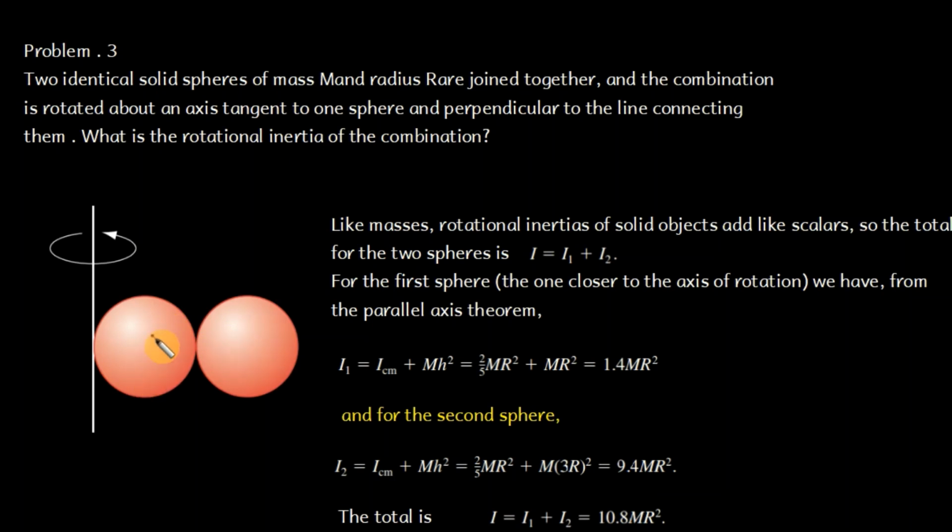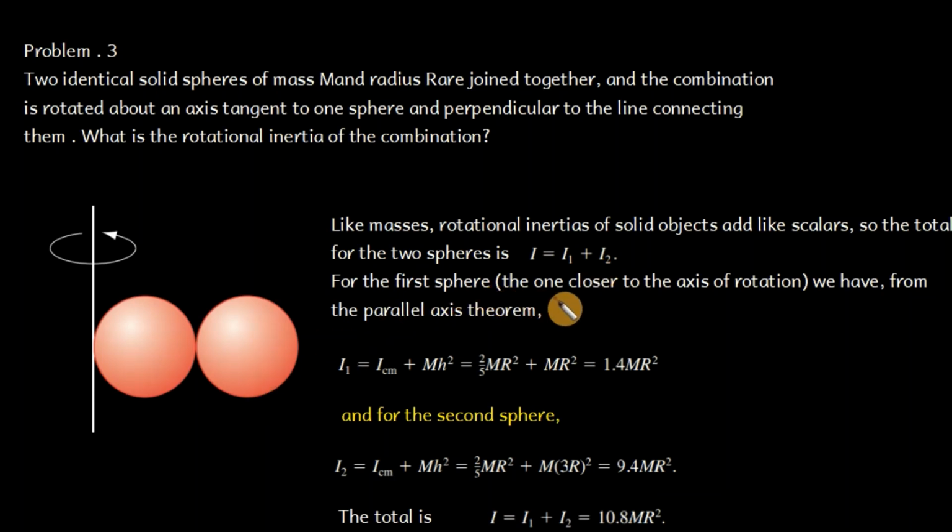We have two spheres, one is this and one is this, and we have to find their rotational inertia about this axis. Remember that for a sphere, the rotational inertia about its center of mass is 2 over 5 mr square. Similarly, the rotational inertia of the other sphere about its center of mass is also 2 over 5 mr square. So like masses, rotational inertia of solid objects adds like a scalar. So the total for the two spheres is I equals I1, the rotational inertia of this sphere, plus I2, the rotational inertia of this sphere.